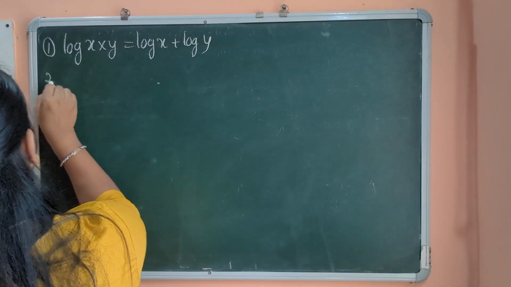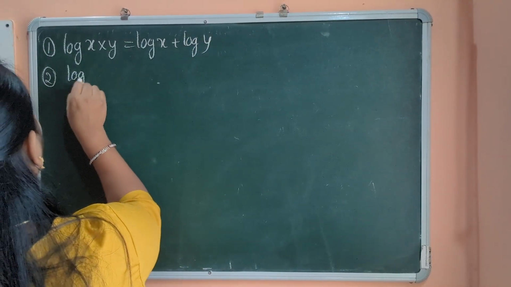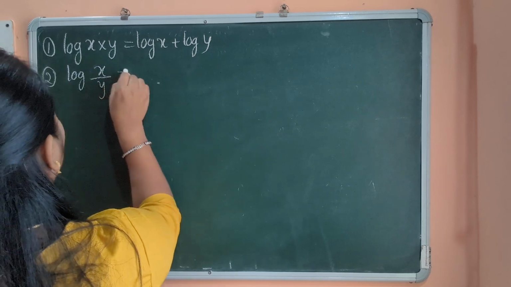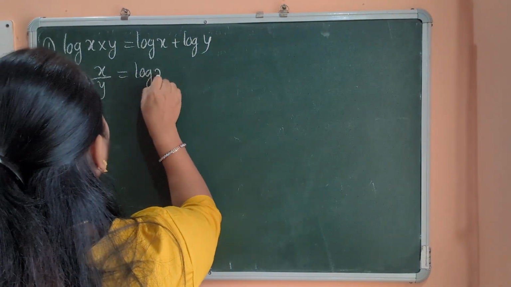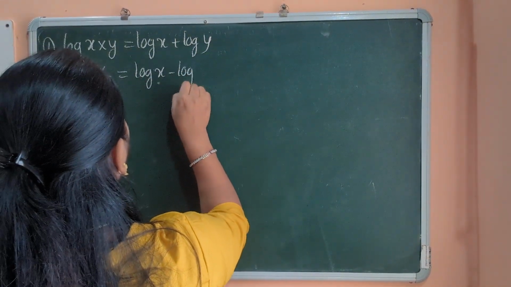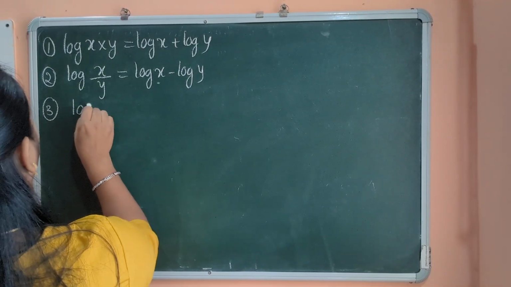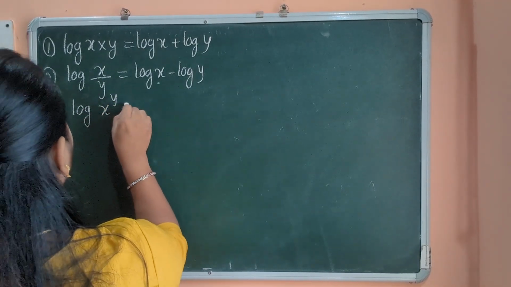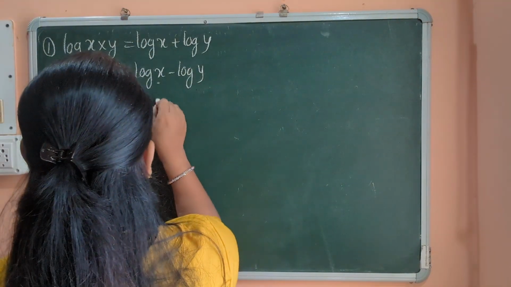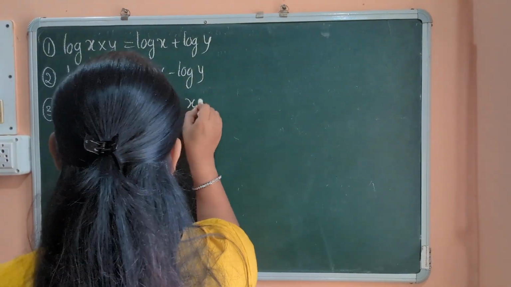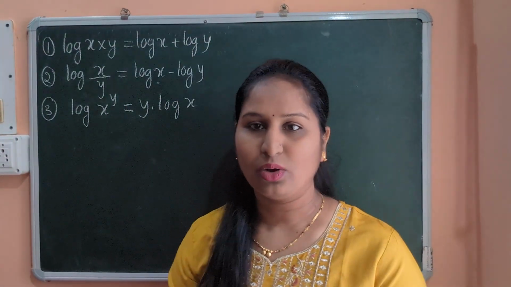The second formula is that log x upon y is equal to log x minus log y. The third formula to calculate the log values is that log x to the power y is equal to y into log x. So these are the formulas to calculate the log values.